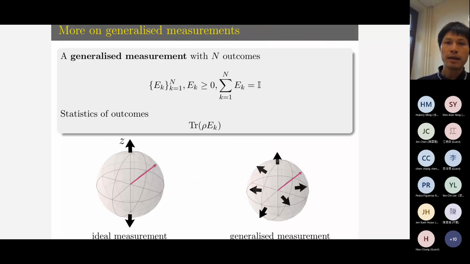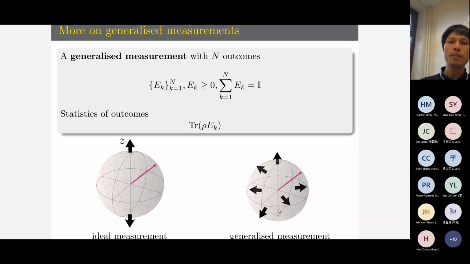Ideal measurement is one example where you have the effect as the projection on the spin up and spin down in this direction, for example. But generalized measurement can, in a way, have more outcomes than two. So you can think of E_k pointing in several different directions on the Bloch sphere.